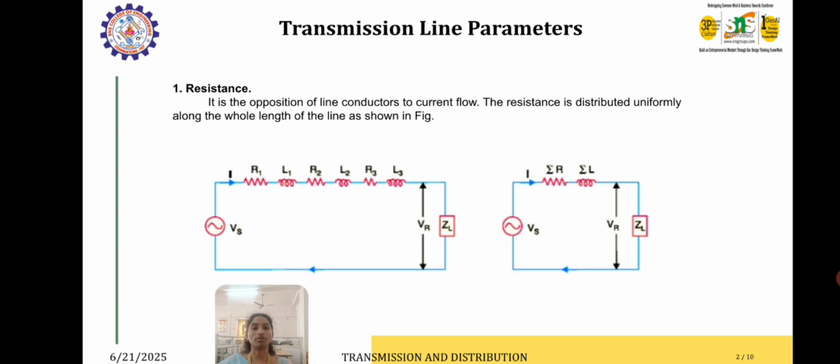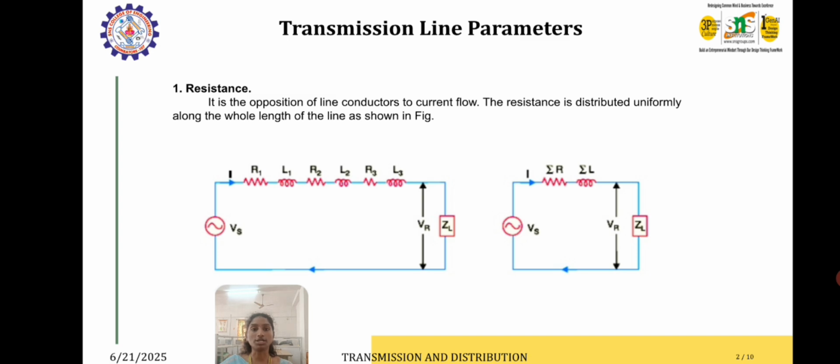That is basic Ohm's law, where resistance opposes the current. It is the opposition of line conductors to current flow, so flow of current will be restricted. The resistance is distributed uniformly along the whole length of the line. That is what is clearly shown in the picture. Whatever the length of the line, the resistance and inductance will be evenly distributed.